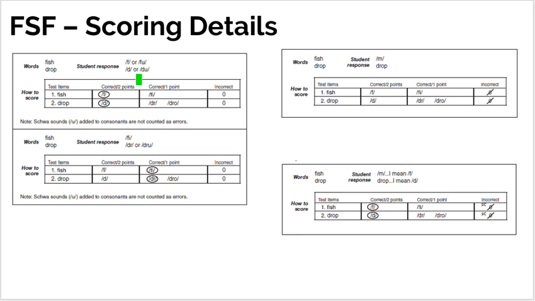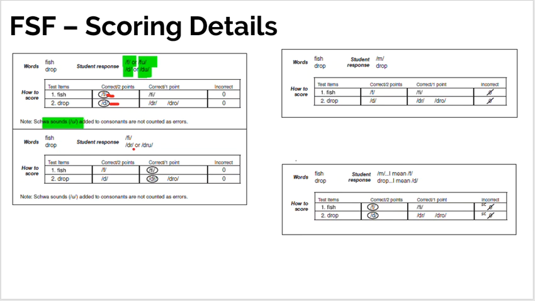So if I say the word, tell me the sounds in fish, and the student says "f" or "fa", or "d" or "da", which is the schwa sound added on, that does not count as being incorrect. In this case, you would circle the F and that D, and they would get the full 2 points for that. So if they add that schwa sound onto it, it's okay to do that.